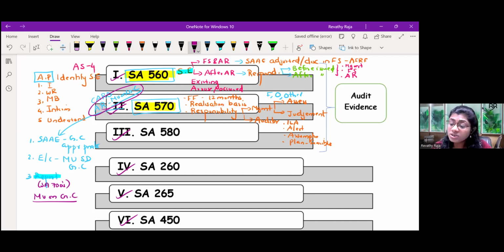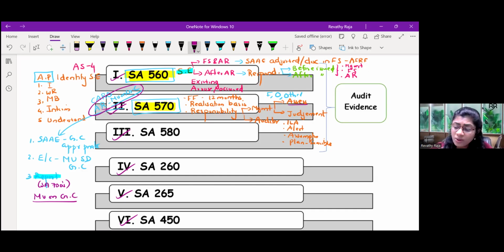Now, what if management is unwilling to assess going concern? You will ask them to assess. If it is less than 12 months, what will you do? You will ask them to extend. If they don't assess going concern, who? Management. We have to modify the report if we can't perform alternative procedures.